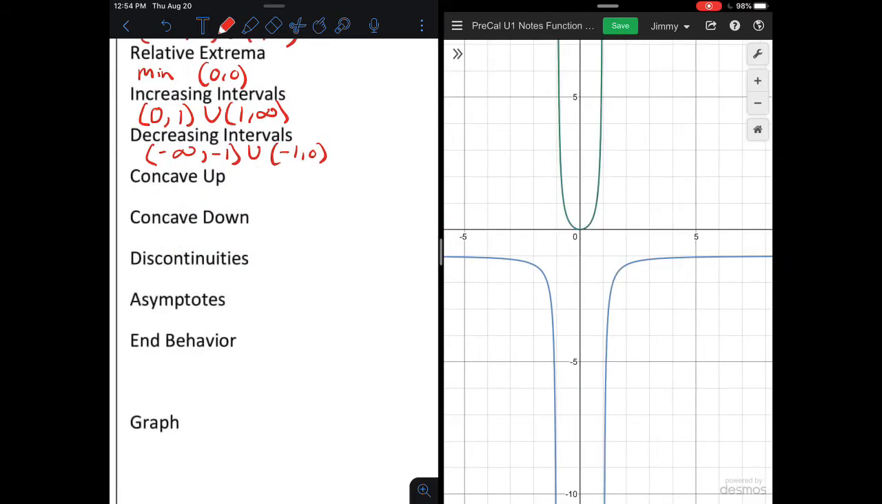Now let's look at concavity. Concave up is where the function has curvature, where it would bend upward. And in fact, there's a much more complicated way to describe that. It's when the slope of the curve is increasing.